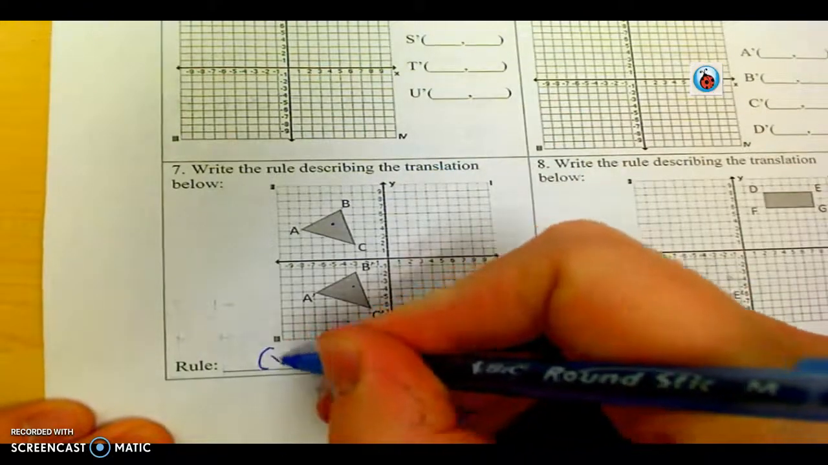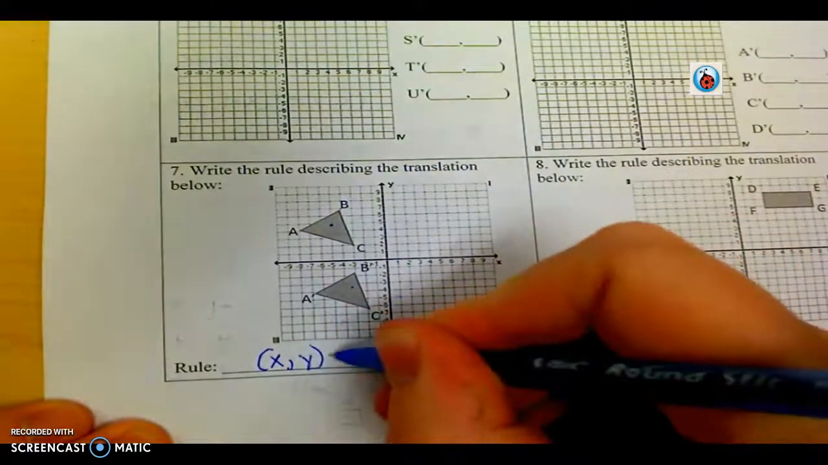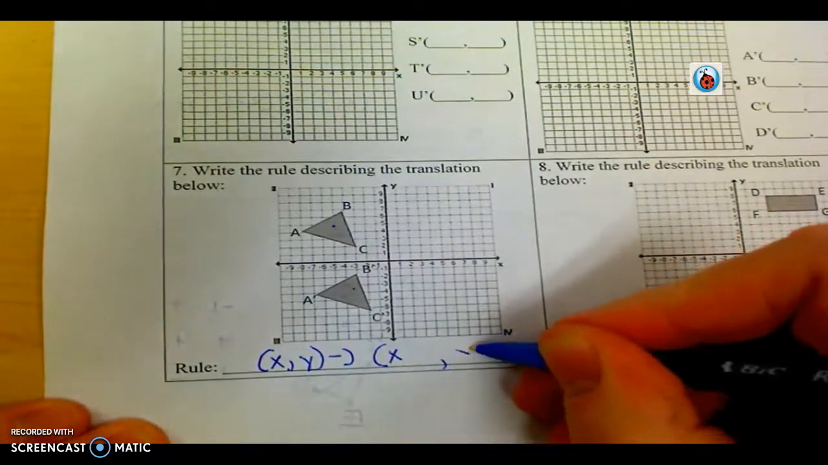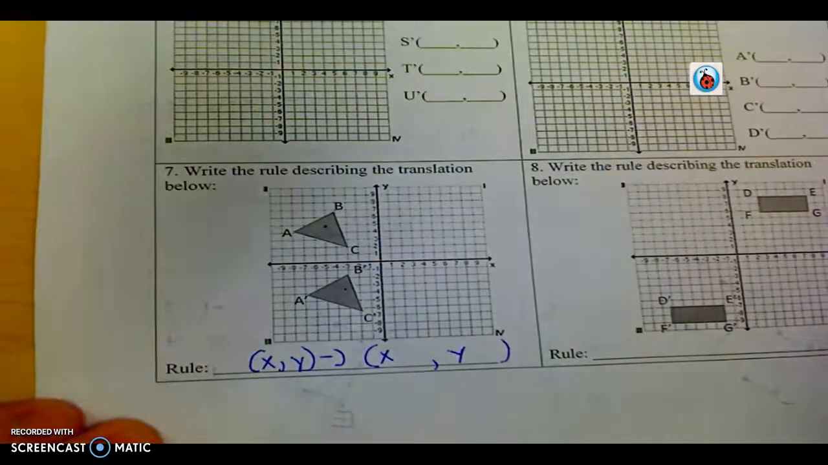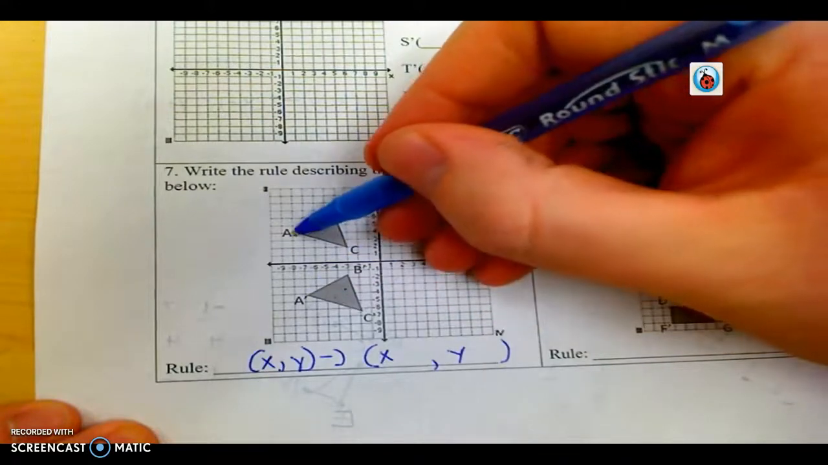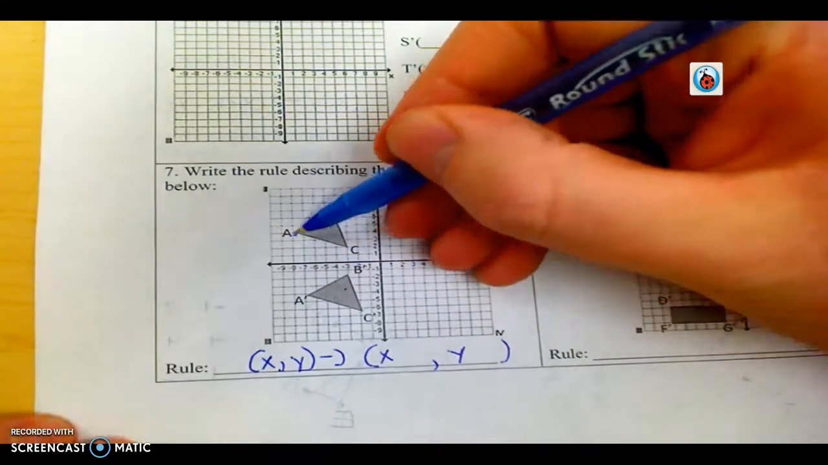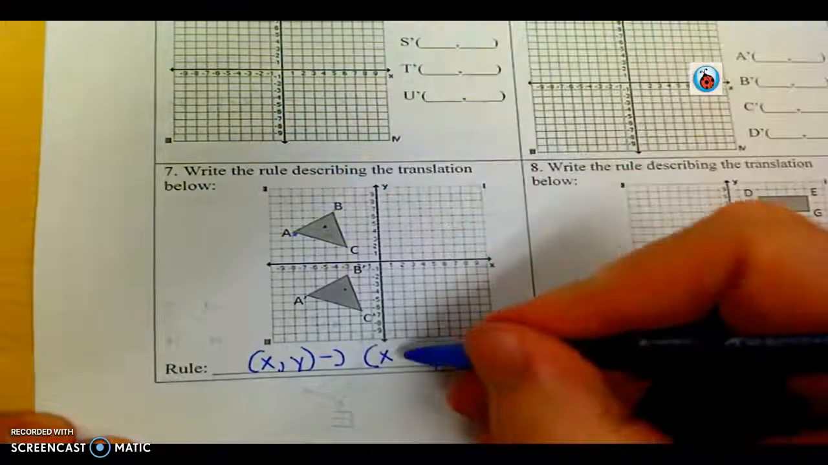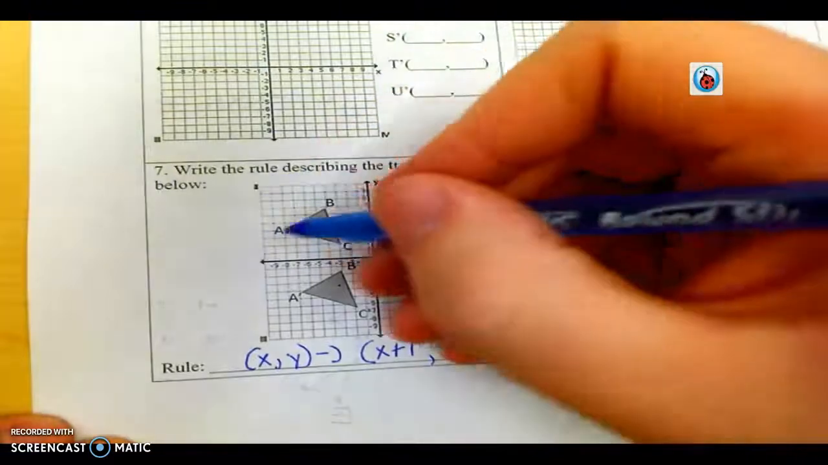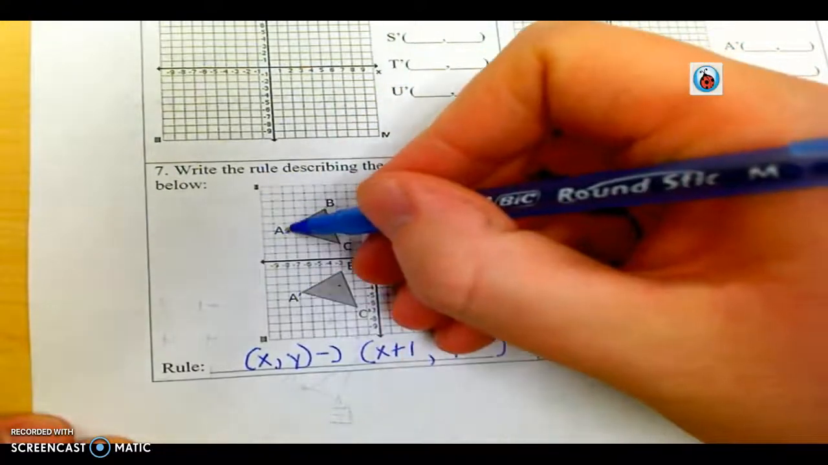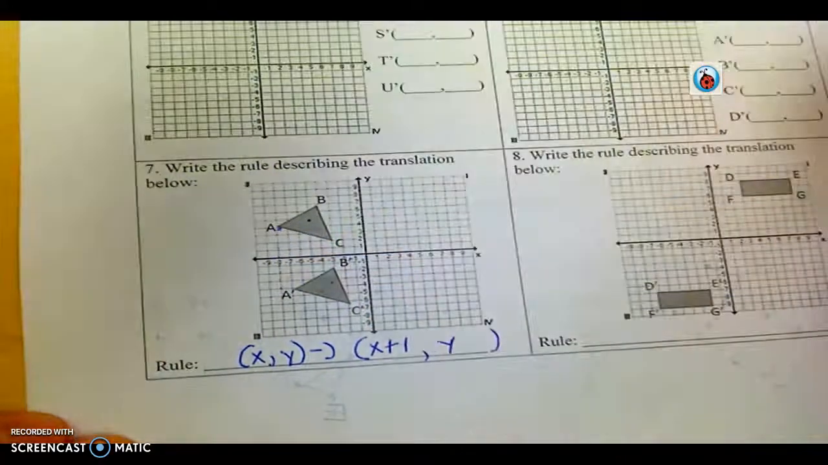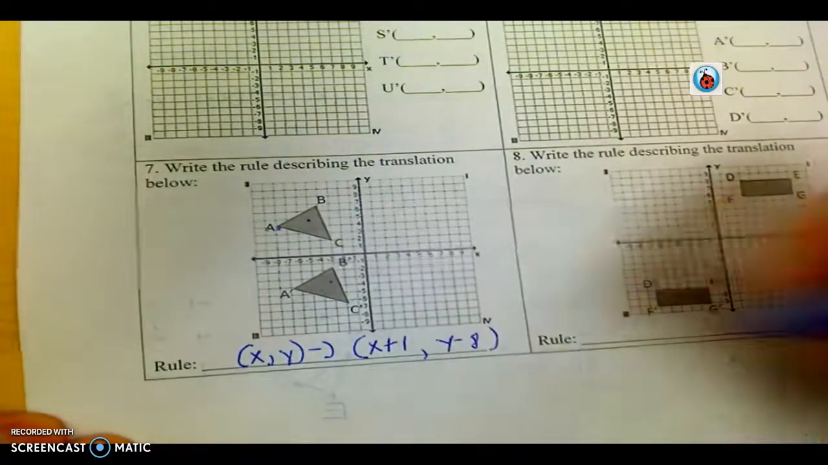So our rule is always going to start with x, y becomes x plus or minus something, y plus or minus something. Let's start with A. If this is A, how do I get to A prime? X is the horizontal shift, so I'm going right 1 unit. So I add 1 to x. Y is the vertical change, so from A to A prime, I'm going down 1, 2, 3, 4, 5, 6, 7, 8 units. So I'm going to subtract 8, and that's my rule.